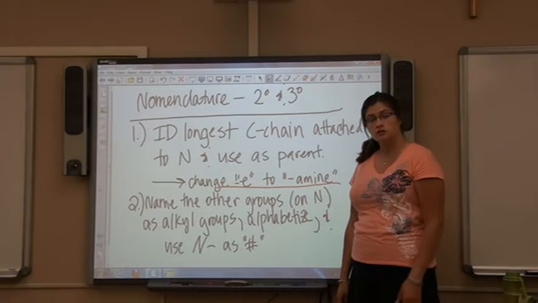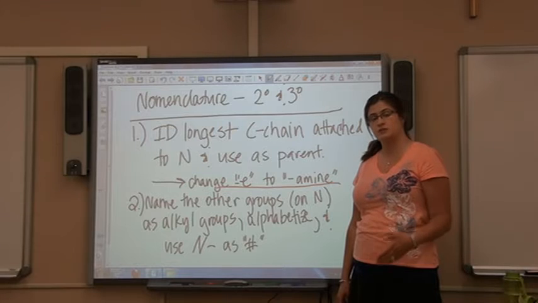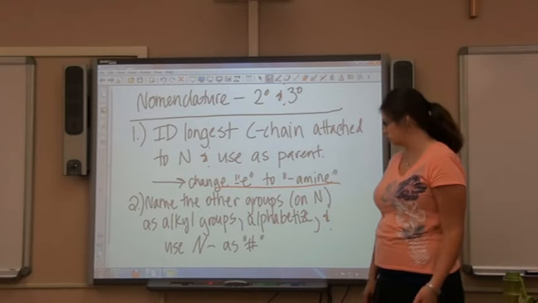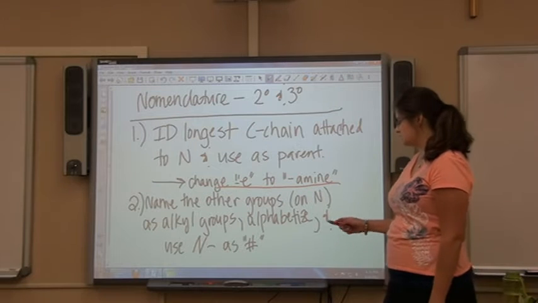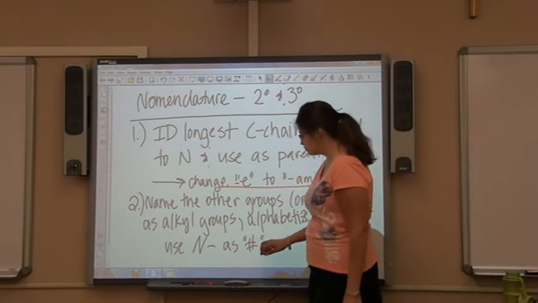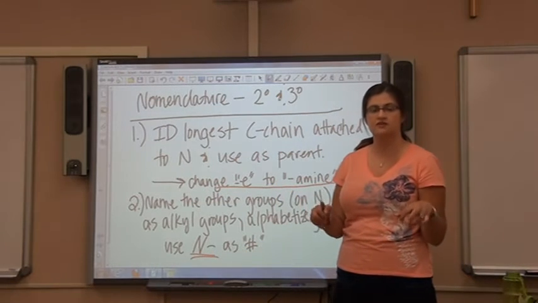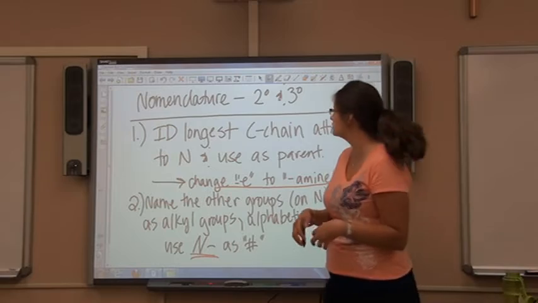And then you're going to go back and name those other substituents on the N itself as substituents. And you're going to alphabetize those. And instead of using numbers, you're going to use N as the, quote, number to identify where it's located in the compound.